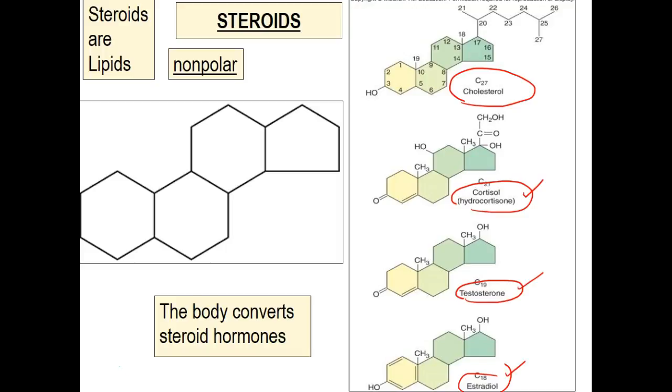Many of these hormones, testosterone and estrogen, are derived from cholesterol, and cortisol is derived from cholesterol in the adrenal cortex. These steroid hormones also play an important role in vitamin D formation.